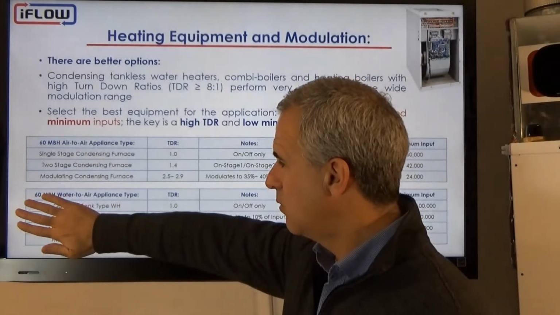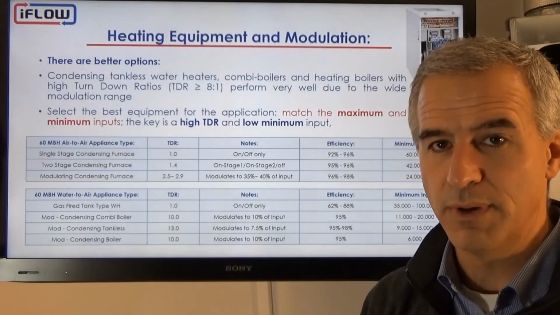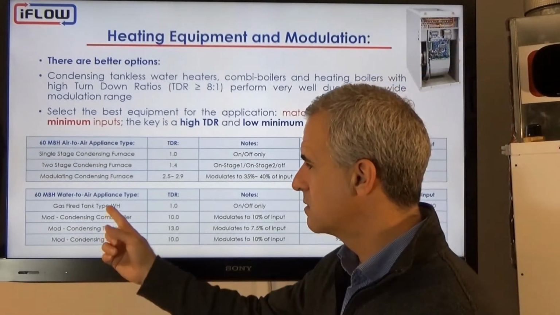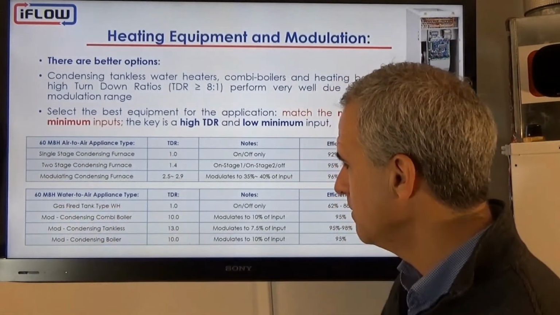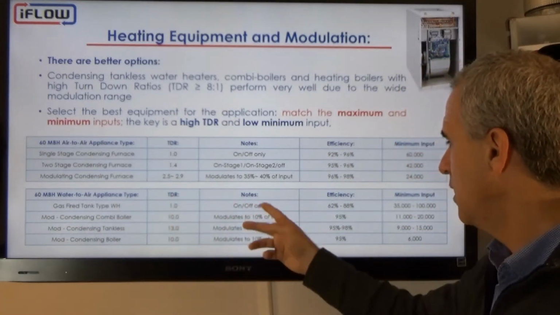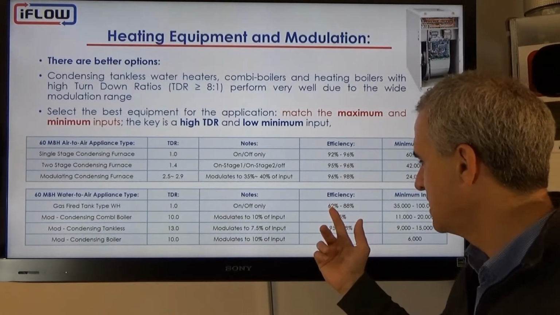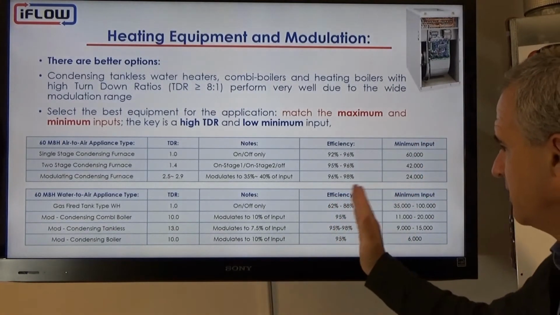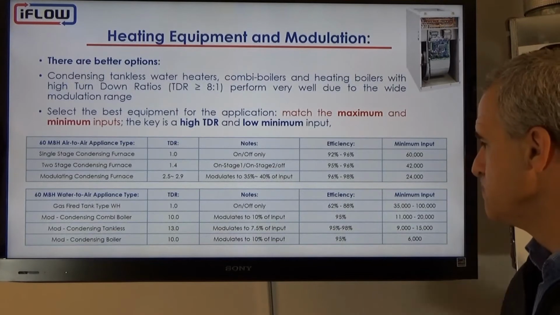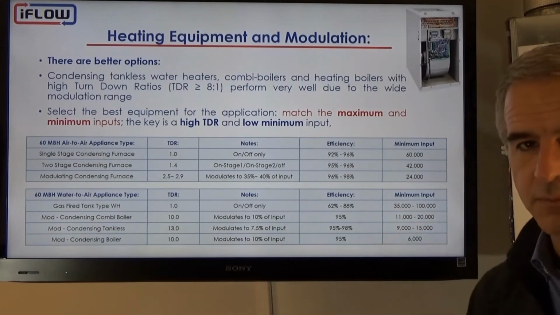So then we look at, okay, what are our options? Are there other appliances that may work better in certain applications? So now we look at a gas-fired water heater. It has a turn-down ratio of 1, so it's basically on or off. Efficiencies are quite low, 62 and kind of up from there. The inputs are typically 35 to 100,000 BTUs.